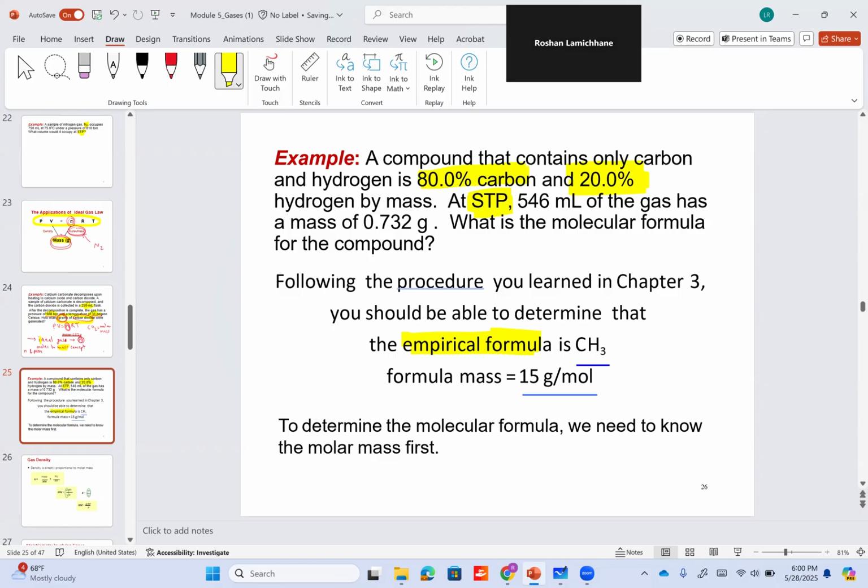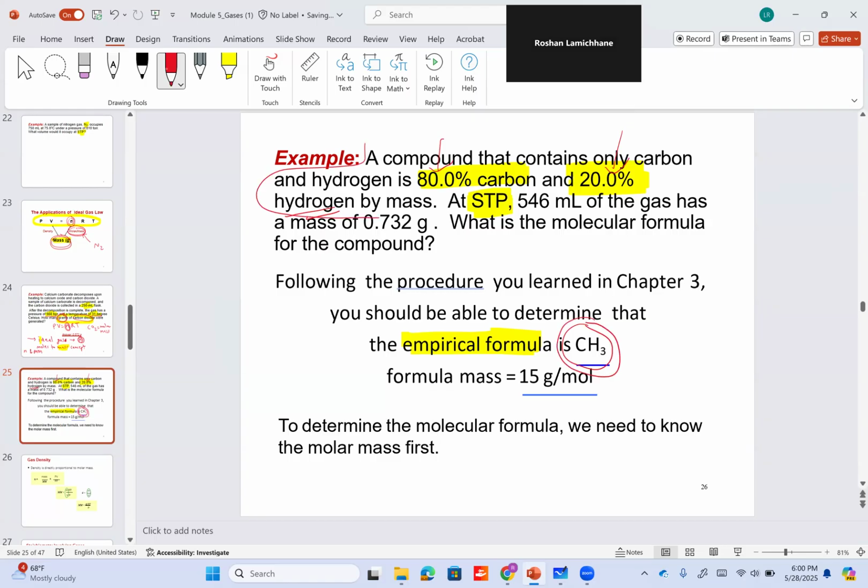So it says a compound that contains only carbon and hydrogen is 80.0% carbon and 20.0% hydrogen by mass. All right, so as soon as I see this, my first instinct is going to be to figure out the empirical formula. Meaning that if you are given 100 gram of the sample, this is the same as 80.0 gram carbon, 20.0 gram hydrogen. Then we use the molar mass to find the number of moles and divide by the smallest number.